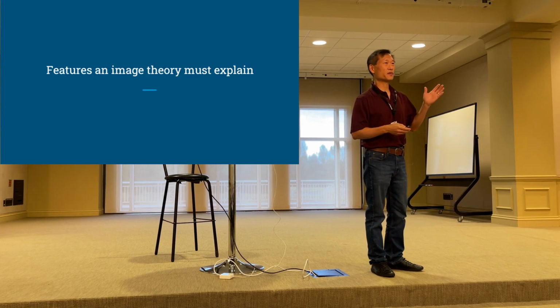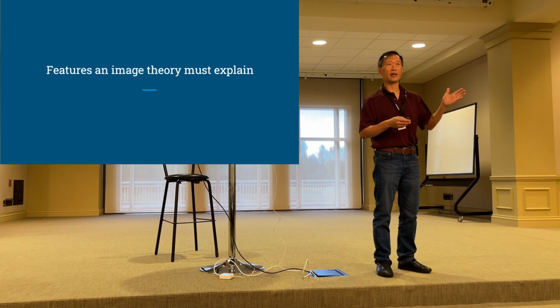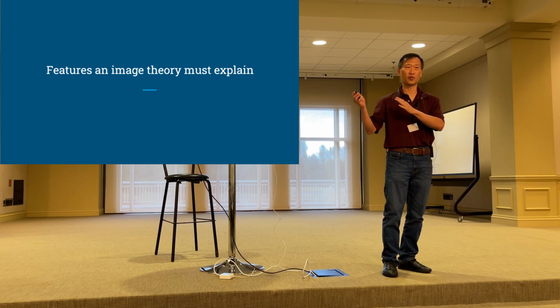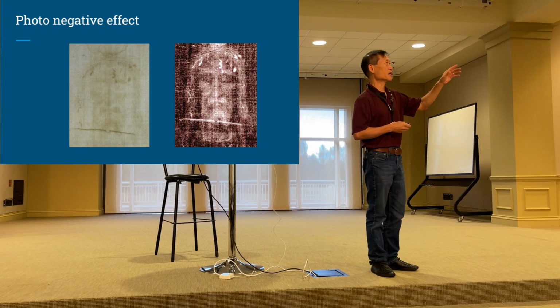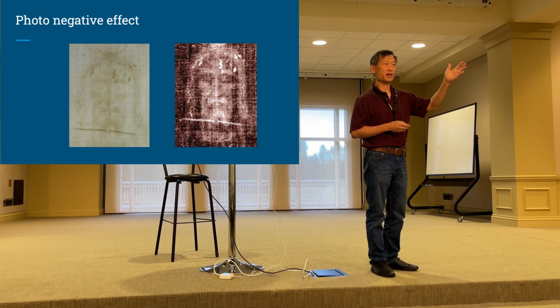So we've covered a lot of the scientific features of the shroud, and we're going to have to match that to the theories. So I'm going to select some of the features that I presented in that first week. The first is the photographic negative effect. The one on the left is what you would see with your naked eyes if you saw the shroud. But if you took a picture of it and then inverted it, that's what you would see on the right.